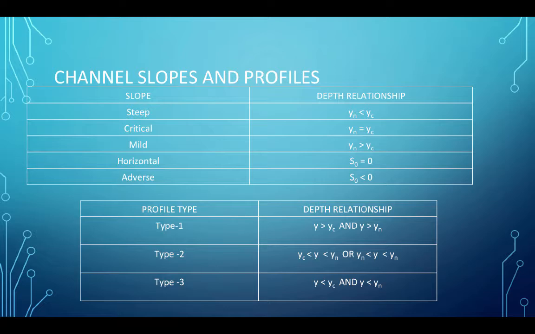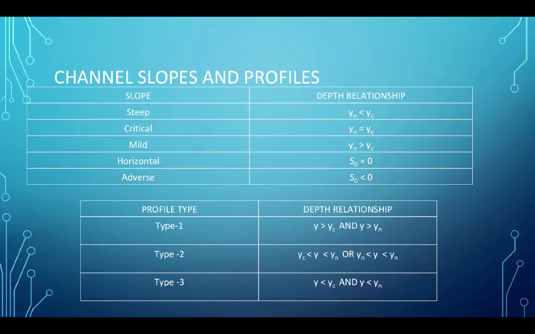If the normal depth for a channel at a particular flow rate is less than the critical depth, that's called a steep slope. If they're identical, if normal depth and critical depth are roughly the same, that's a critical channel. If the normal depth is larger than critical depth, that's a mild channel. If the bottom slope is 0, that's horizontal. And if the bottom slope is less than 0, in other words, the channel is sloping uphill in the direction of flow, that's called an adverse slope.